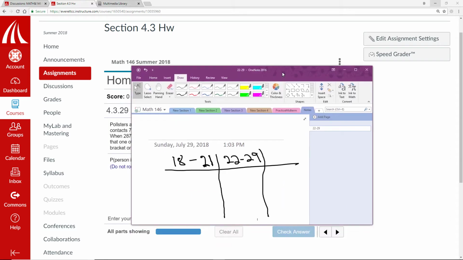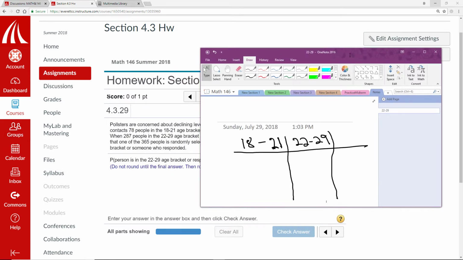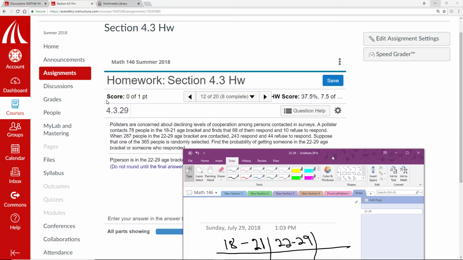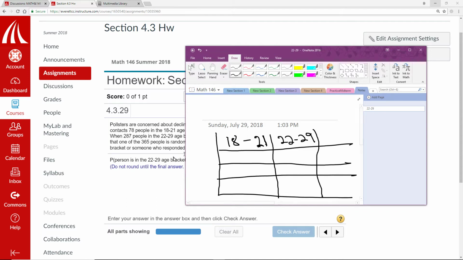It looks like those are the only two brackets we're going to be working with. And then there are two different categories: the ones who responded and the ones who did not respond. So we'll put here respond, not respond.